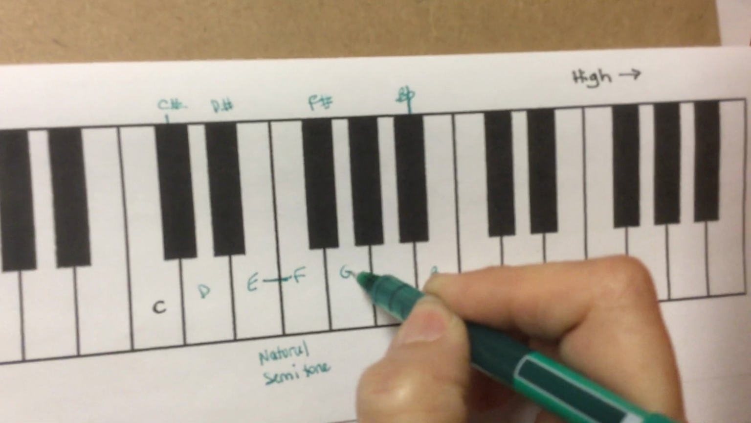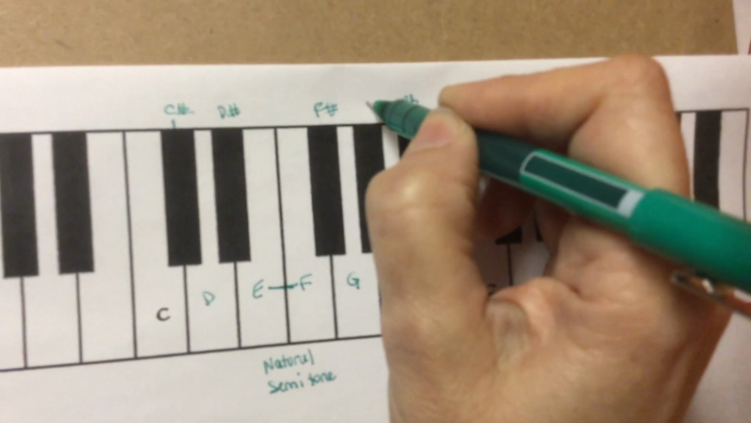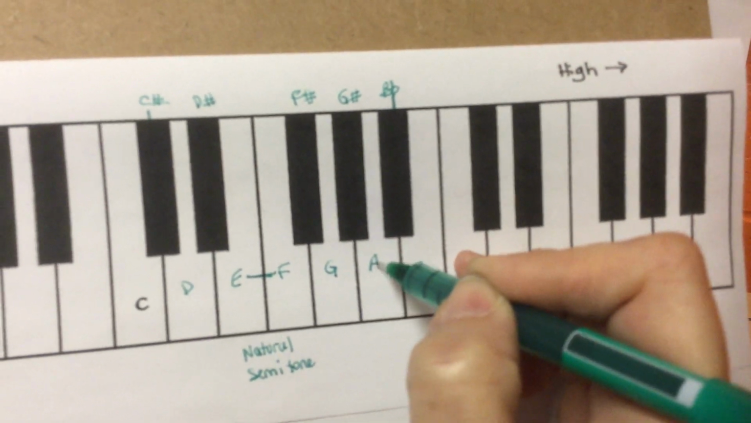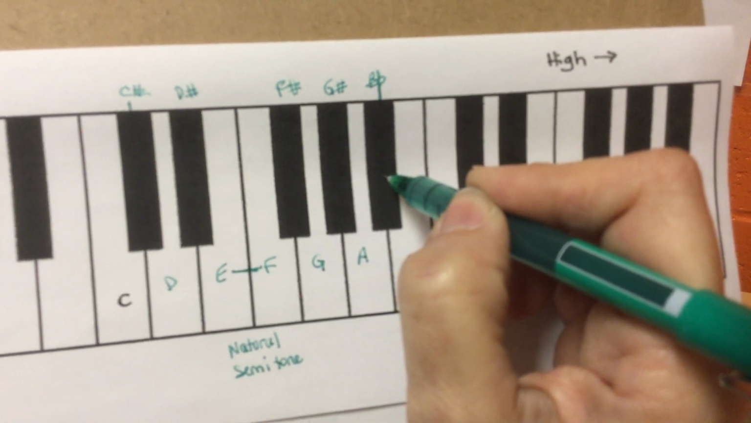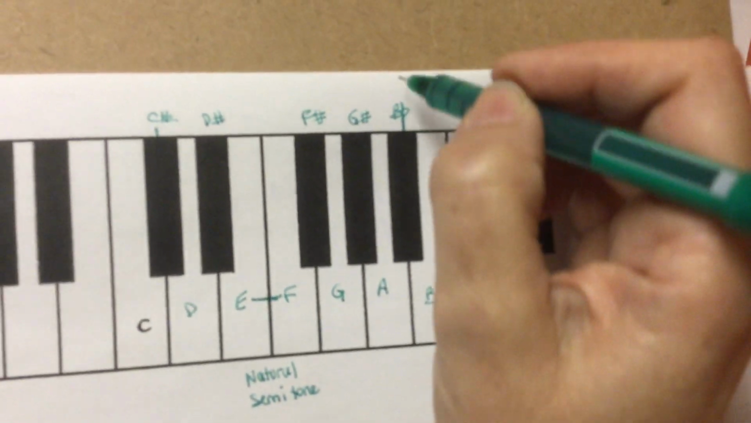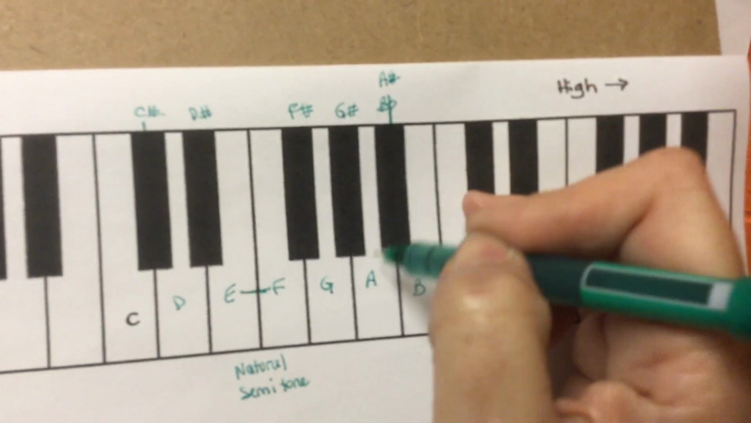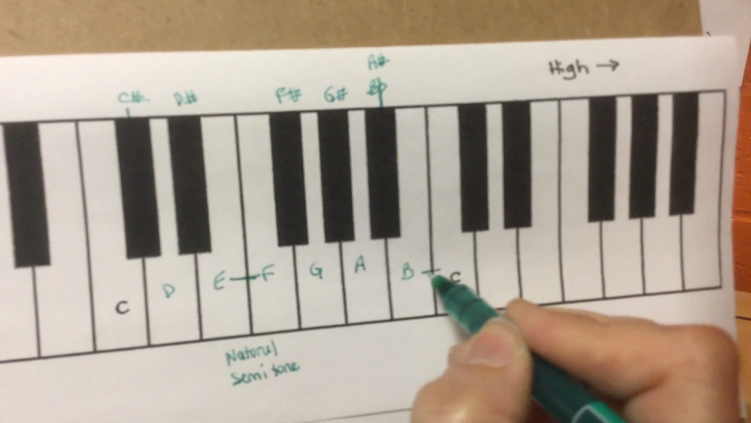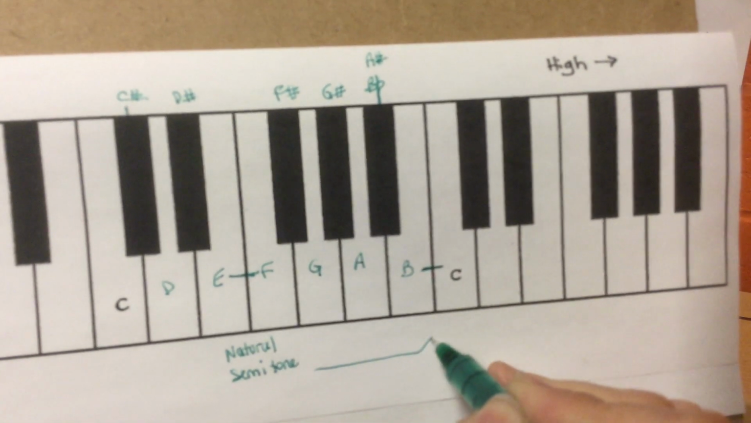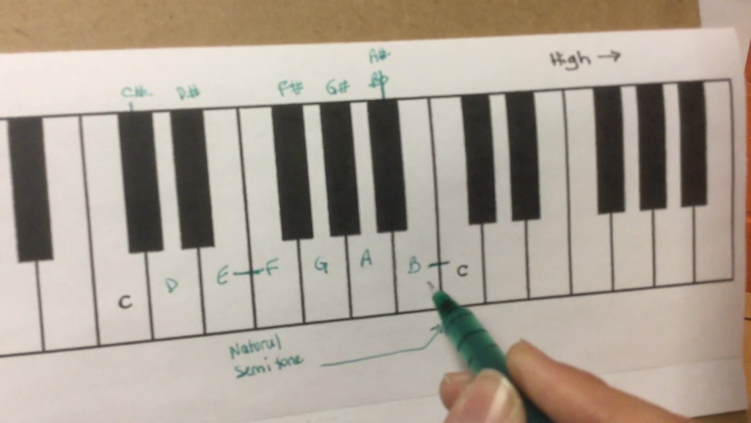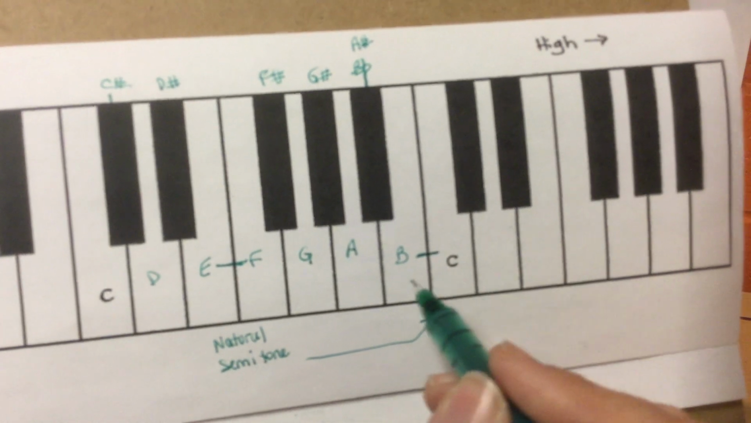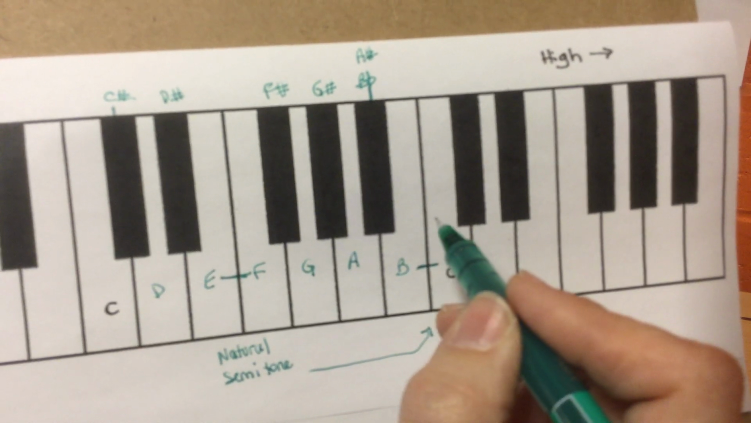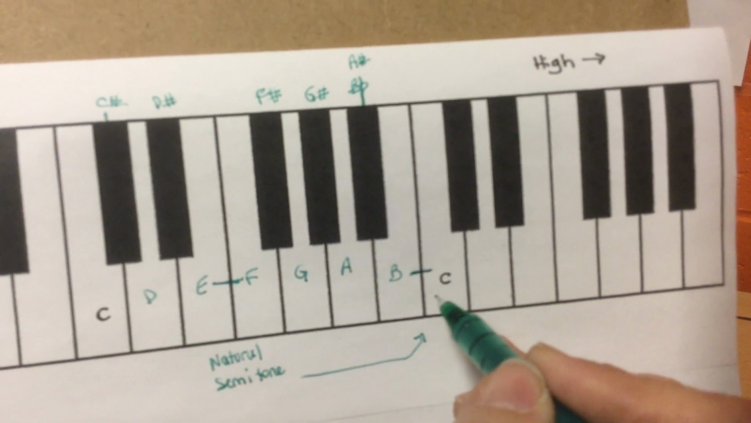From F sharp to G is a semitone. From G to G sharp is a semitone. From G sharp to A is a semitone. From A to, oh, look at that. How interesting. This note is also A sharp. From A to A sharp is a semitone. From A sharp to B is a semitone. Then, oh, there we go. We have another natural semitone between B and C. And this is for every instrument in the Western world. Any instrument, there's nothing else in between B and C. It's already a natural semitone.